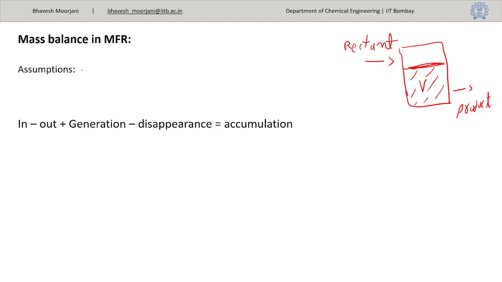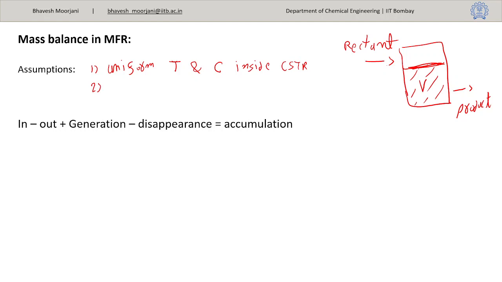So there are three assumptions. First assumption is uniform temperature and concentration inside CSTR. Okay, that is the first assumption that we had discussed, right?